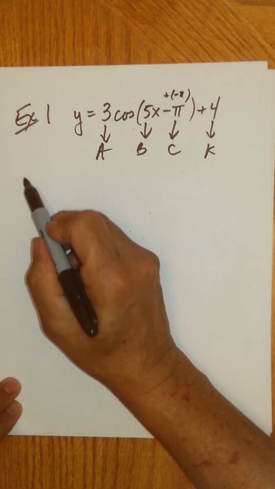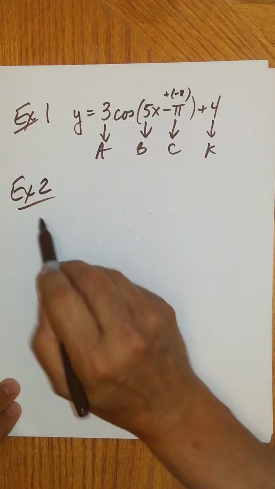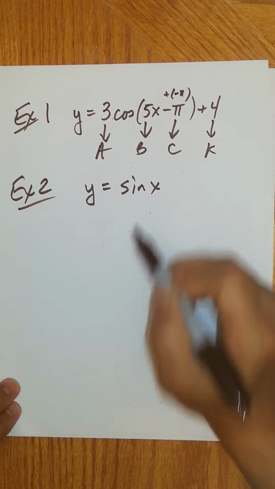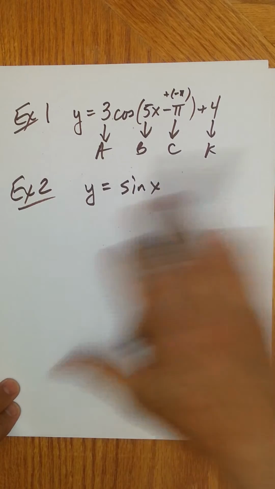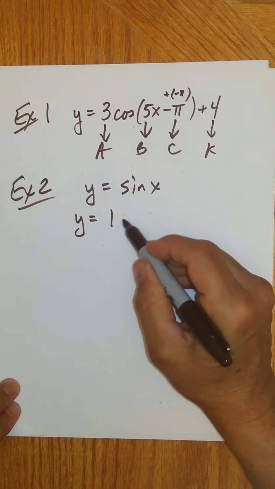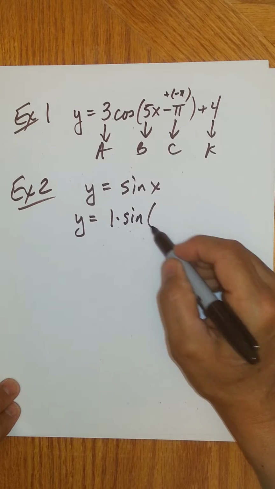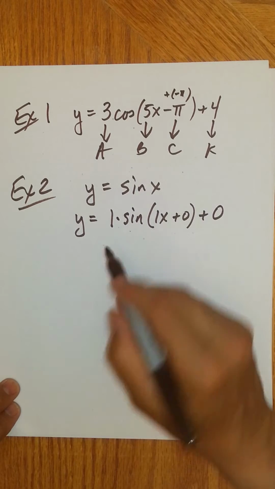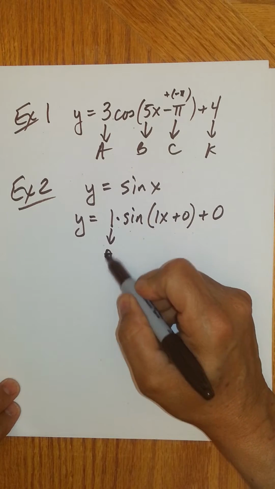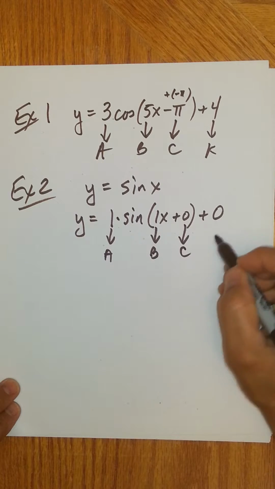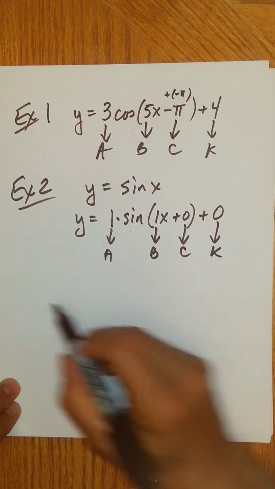Let's take a look at another example. Suppose you had y equals sine x. If we're going to write this in this format, the way I would write it is y equals 1 sine of 1x plus 0 plus 0. So in that case, a is 1, b is 1, c is 0, k is 0.